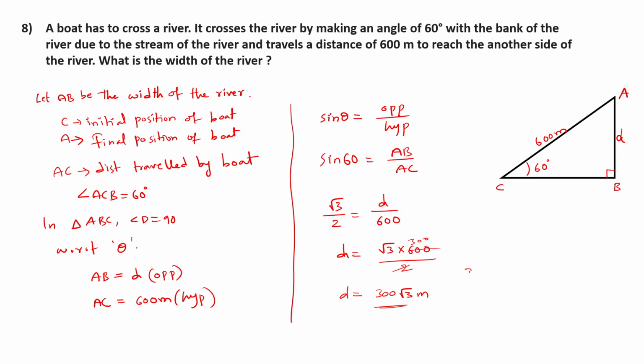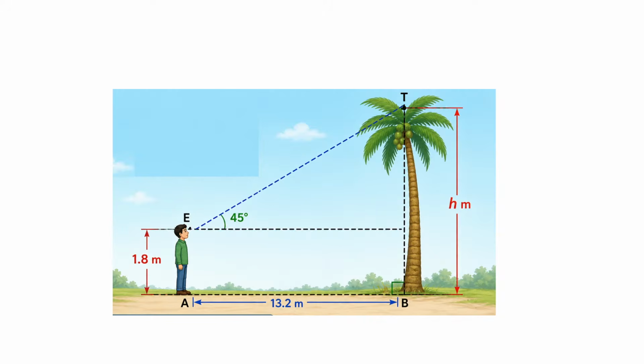If you want, you can simplify by multiplying the root 3 value, 1.732. You can do it also, or else you can stop it here only. Either is okay. So this is simple. Next, we'll go for the 9th question.